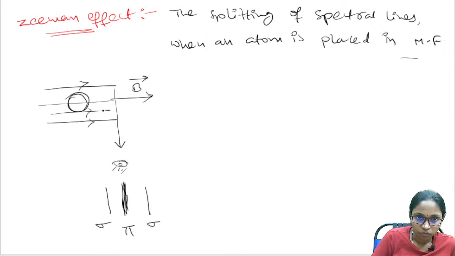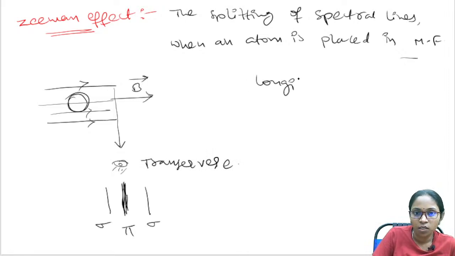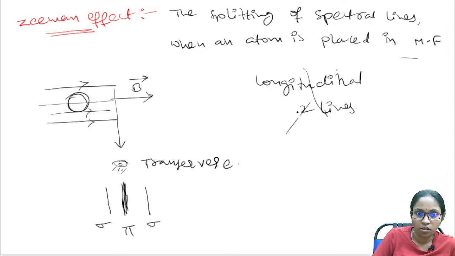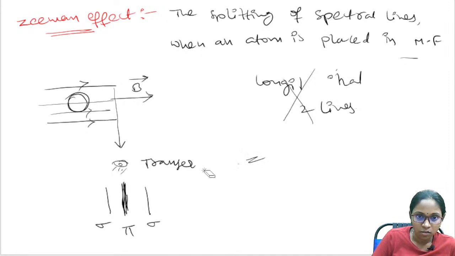That means a single line split into three lines here. You will observe three lines in a transverse wave. This is a transverse wave. In a longitudinal wave, you will observe two lines. Here we are not considering the longitudinal wave. We are considering the transverse wave only.